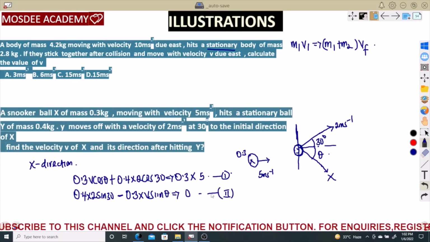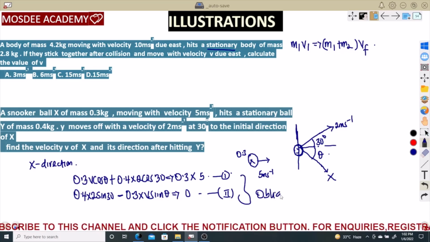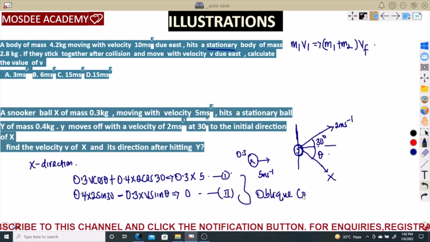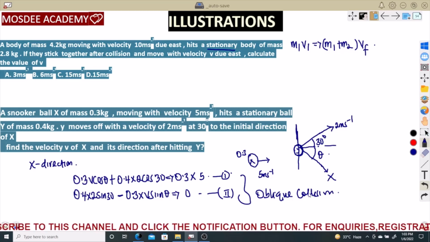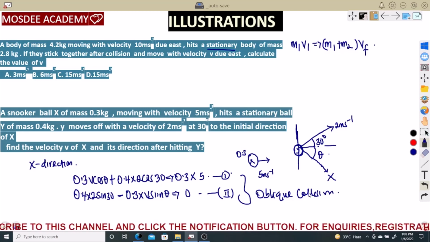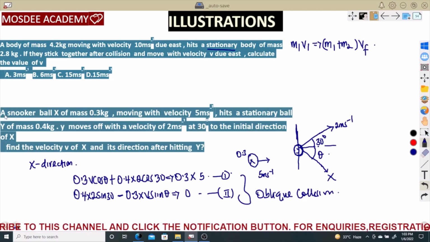So you solve these two equations directly. I have only used the concept of oblique collision, which I've explained in the concept. So solving this directly, you are going to get the answer. You have two equations. You are going to get the answer for theta. And when you get the answer for theta, you are going to get the answer for v, which is the common velocity.